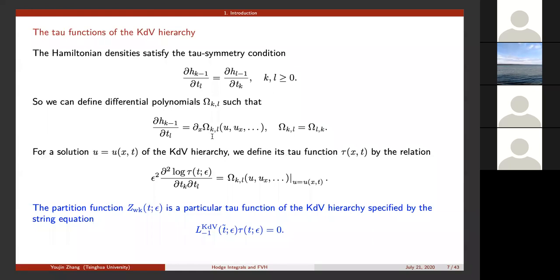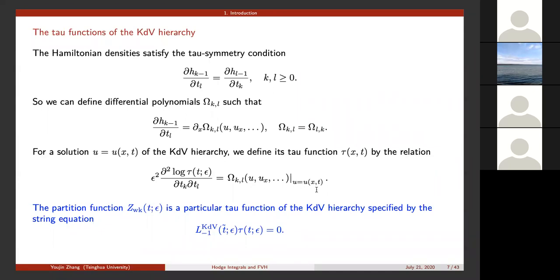And then you find that this can be written as the x derivative of some differential polynomials, denoted by omega_{K,L}. Due to this symmetry condition, omega_{K,L} is equal to omega_{L,K}. Then by using this relation, we call it the tau structure of the KdV hierarchy. We can define, for each solution of the KdV hierarchy, u(x,t), a tau function, which we denote by tau as a function of x and the time variables t1, t2, and so on, so that for the logarithm of tau, we take second derivatives with respect to t_K and t_L and obtain this omega_{K,L}, after substituting u with this particular solution u(x,t).